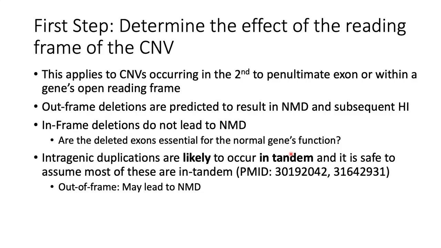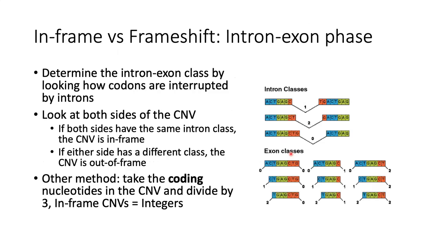And if they are creating an out-of-frame insertion, that may lead to nonsense-mediated decay, depending on where it falls in the gene. So how do we determine whether a duplication or a deletion is going to cause a frameshift or be in frame? The first thing you have to do is determine the intron or exon classes where the deletion or duplication happens. So you have to look at both sides of the deletion or the duplication.